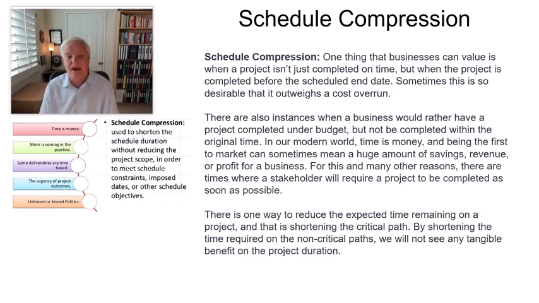Now, there's one way to reduce the expected time remaining on the project, and that is shortening the critical path. If you can shorten the time required on all non-critical paths, we will not see any tangible benefits on the project duration. But if you can take anything that's on the critical path and compress it and find a way to get it done ahead of time, your schedule will shorten.